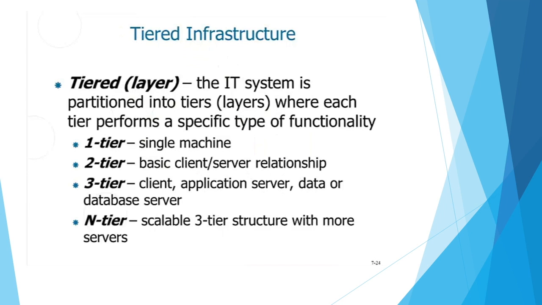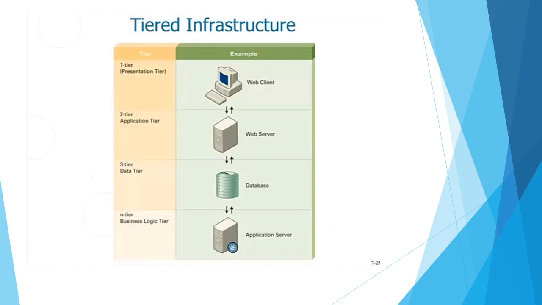The third one that the book mentions is the tiered infrastructure. For example, here it looks like this. So if you have a one-tier infrastructure, what that really means is you have a single machine and all the services and data exist on that single box.